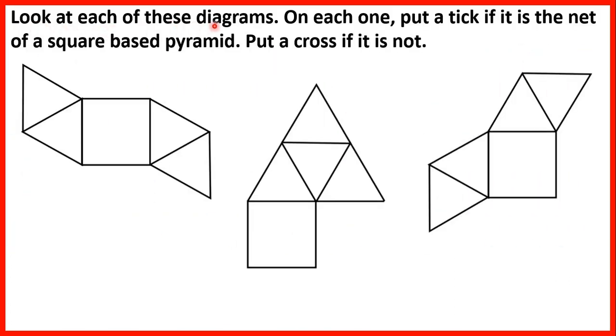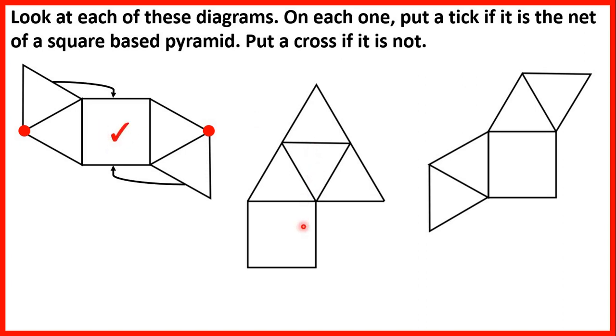Look at each of these diagrams. On each one, put a tick if it is the net of a square-based pyramid, put a cross if it is not. So for this diagram here, we have our square base, and then these sides here will fold up. This face will be able to fold around to meet this edge, and then this face here will fold around to meet this edge. So here we have this point, and this point will join and be the top vertex of our pyramid, so we have the net of a square-based pyramid.